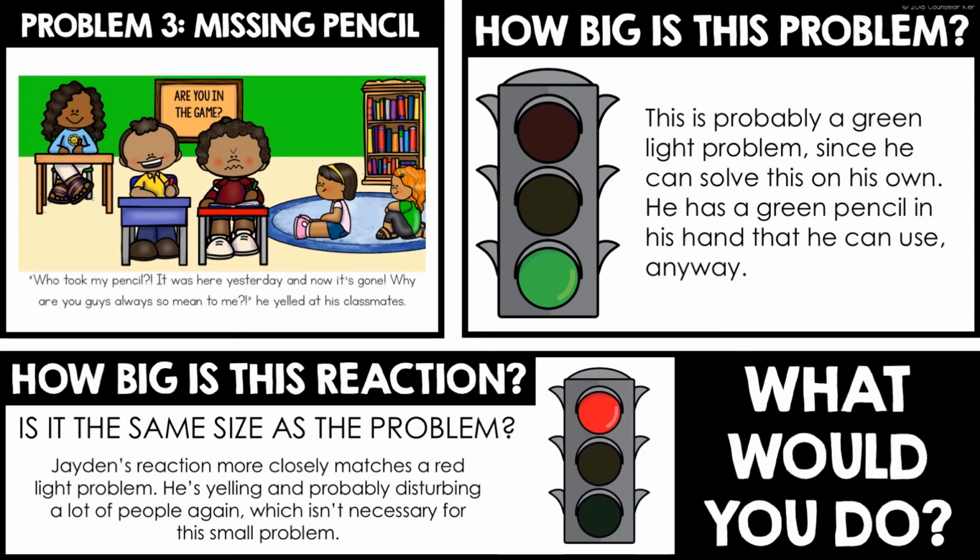Jaden's reaction more closely matches a red light problem. He's yelling and probably disturbing a lot of people again, which isn't necessary for a small problem. What would you do if you were missing a pencil?